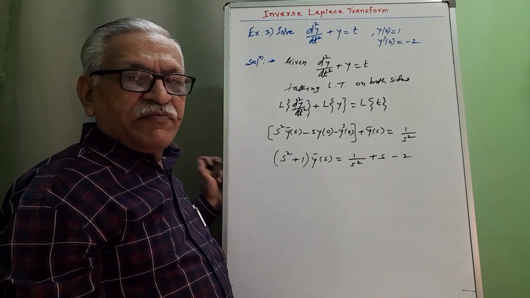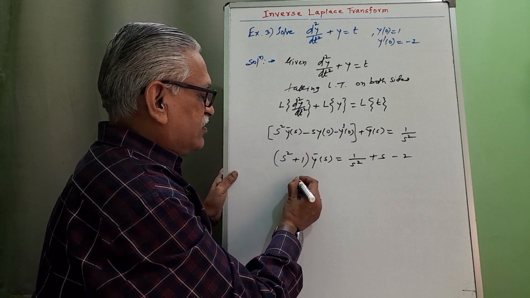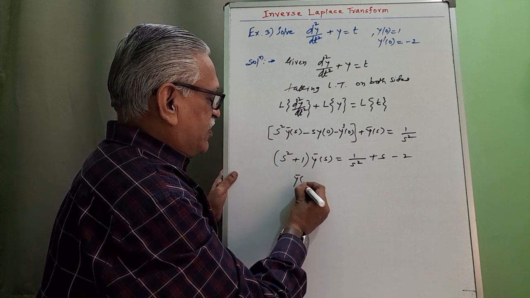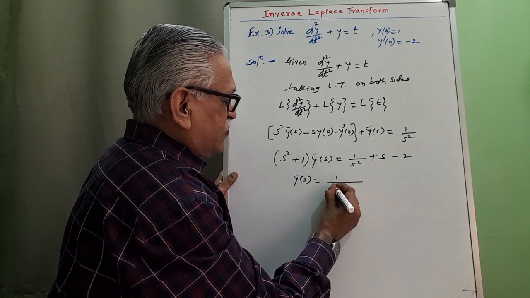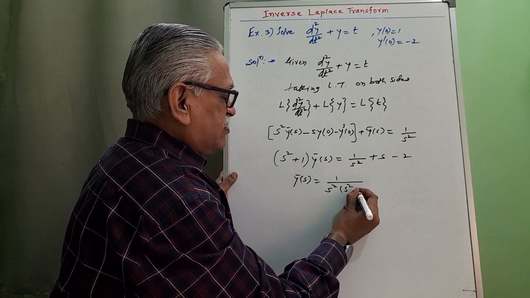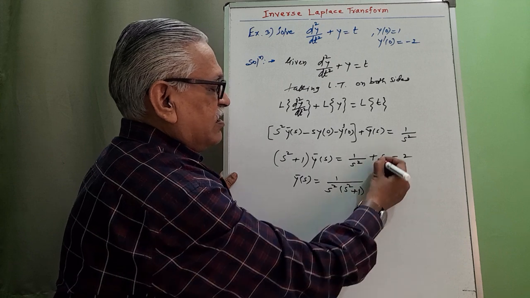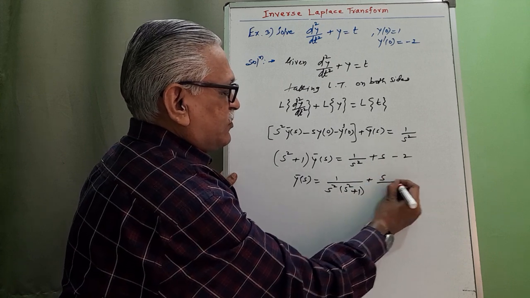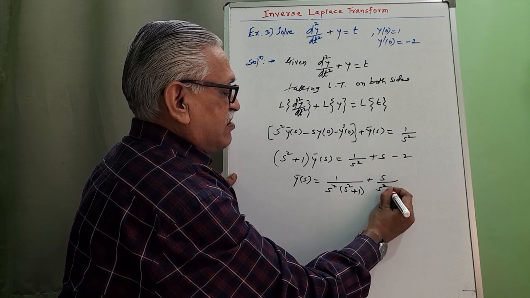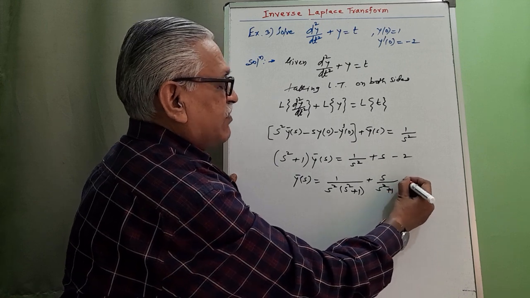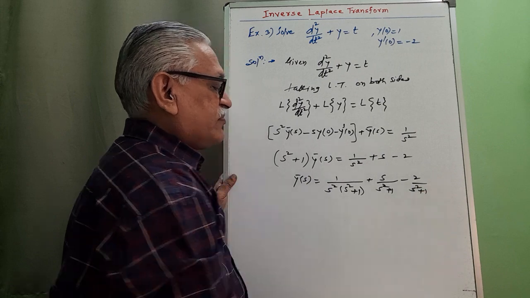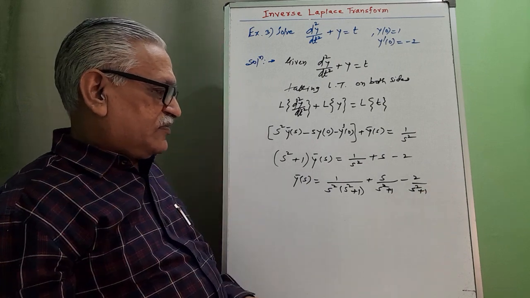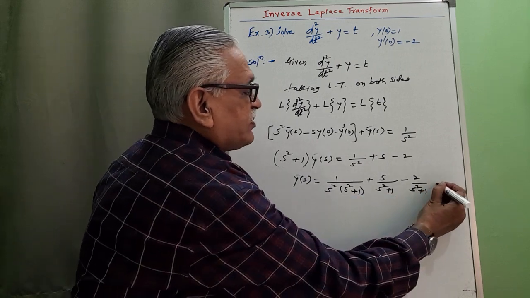And then dividing by s square plus 1, we get y bar of s as 1 by s square into (s square plus 1), plus s upon s square plus 1, and minus 2 upon s square plus 1. Okay, and we call this equation 1.